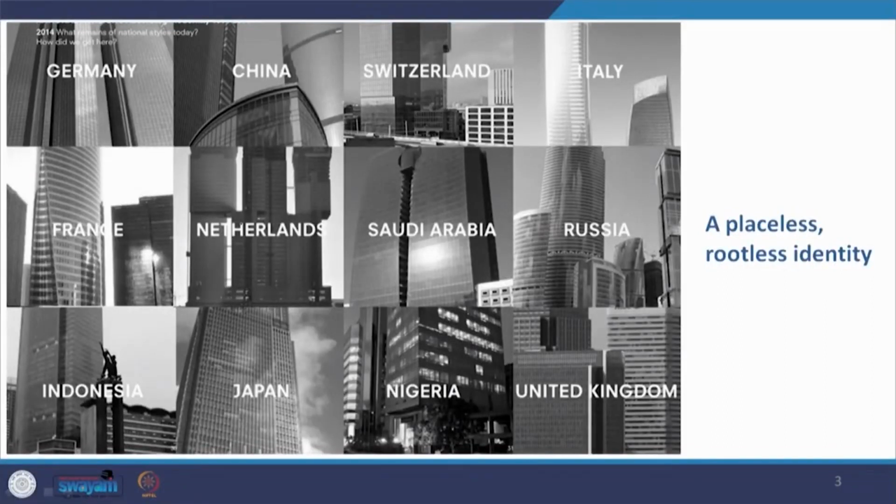This is what I mean by placeless, rootless identity. Look at these glass and steel buildings, whether in Germany or Nigeria or the UK or Italy, all of them look the same, so much so that if I were to show you a photograph of a glass and steel building, it would be next to impossible for you to identify where that building comes from. But if I were to show you a picture of a regional building with regional architecture, in many cases you will be at least able to peg the picture to very close to where it belongs.